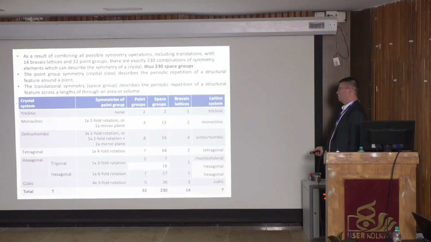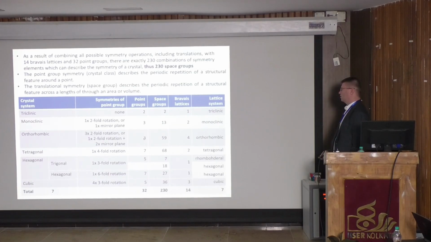Hexagonal is there. We can have it in trigonal and hexagonal. This is like a joint in here. So in the trigonal case, we have 5 point groups, 7 space groups, in addition to 18. And then in the hexagonal, where we have a 6-fold rotation, we can have 27. And finally, the cubic, where we have 4 times 3-fold rotation. Symmetry is 5 point groups, and it makes 36 possibilities.